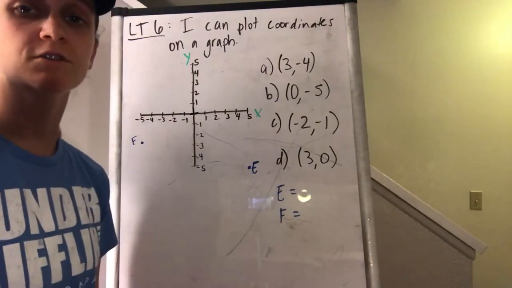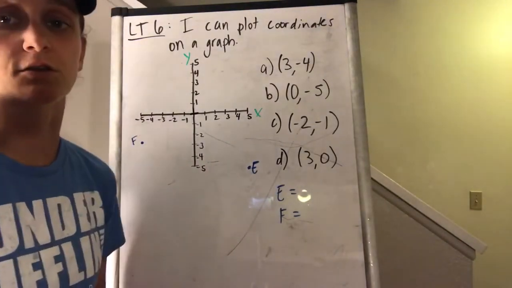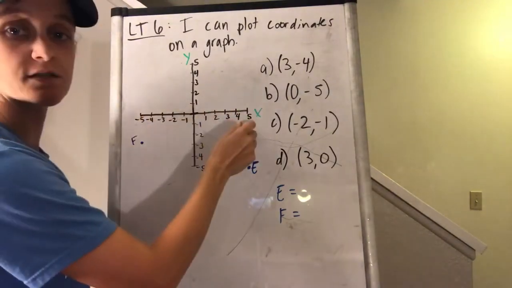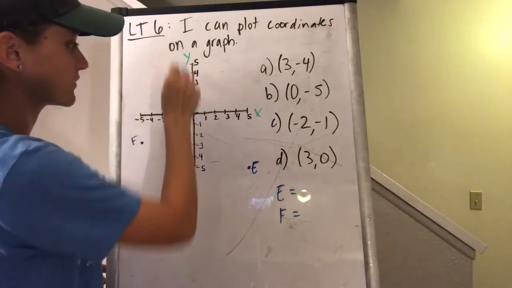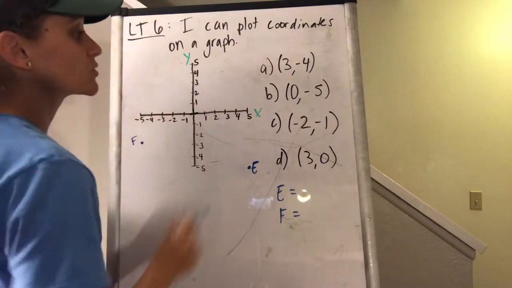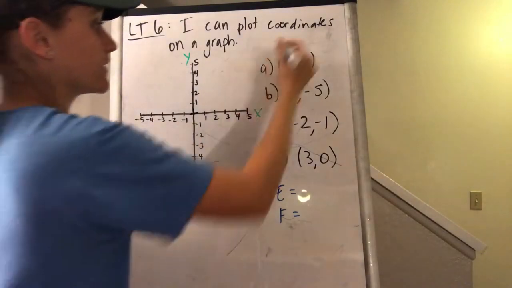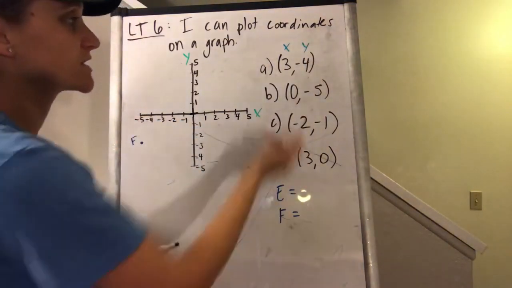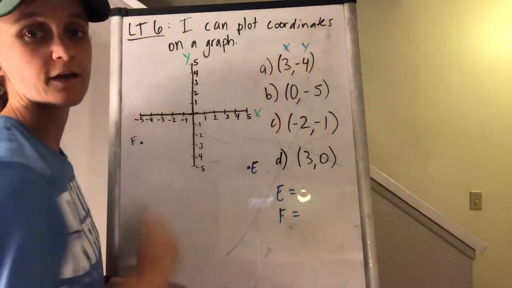Hey everyone, this is Learning Target 6. I can plot coordinates on a graph. So remember with a graph, the horizontal axis is the x-axis, and the one that's vertical is the y-axis. So whenever we're graphing, you always start going in the x direction, and then you go in the y direction. And I always remember that because it's alphabetical. X comes before y in the alphabet.